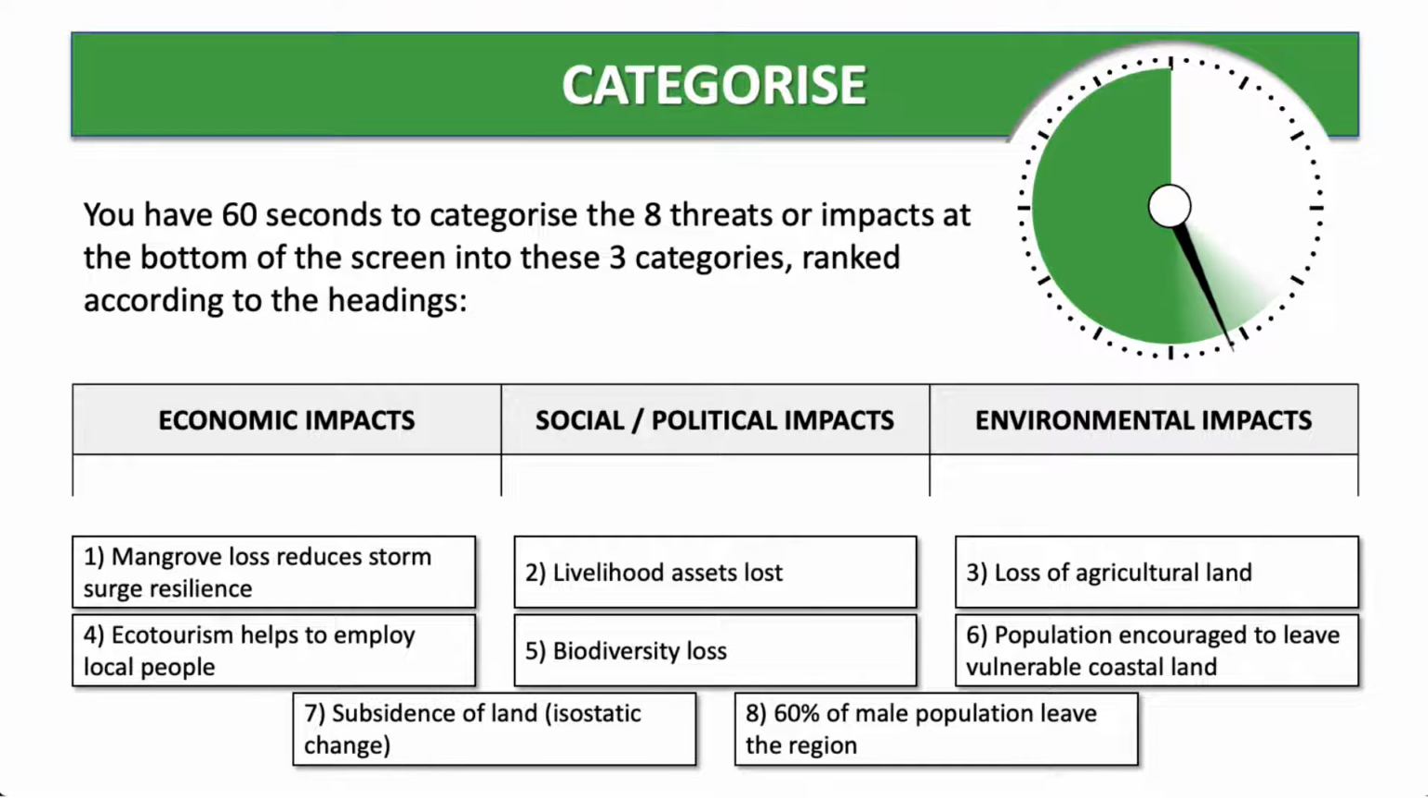Okay, well done. Some good answers coming in. Keep them coming. You've got about 30 seconds left, so halfway through, keep those answers coming. Well done. Okay, last few seconds for those last couple of numbers you haven't got down yet. And let's reveal the answers.